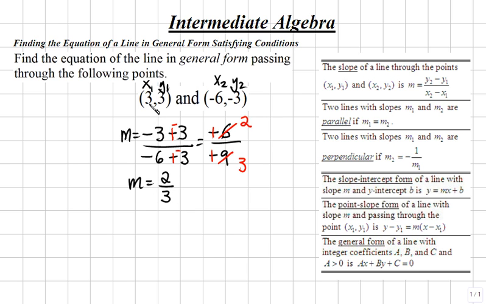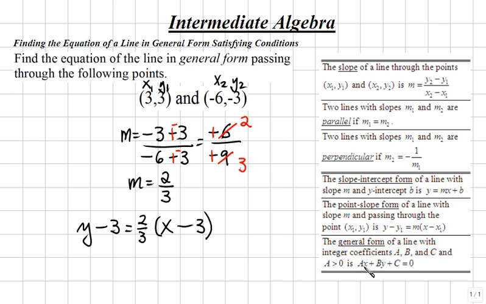Next, let's use our first point, (3, 3), and our slope, m equals 2/3, to write the equation of the line in point-slope form. So we'll write y minus y1, which was 3, equals m, which is 2/3, times x minus x1, which was 3. So if we wanted to write our final answer in point-slope form, this would be the answer. However, we were asked to write our answer in general form.